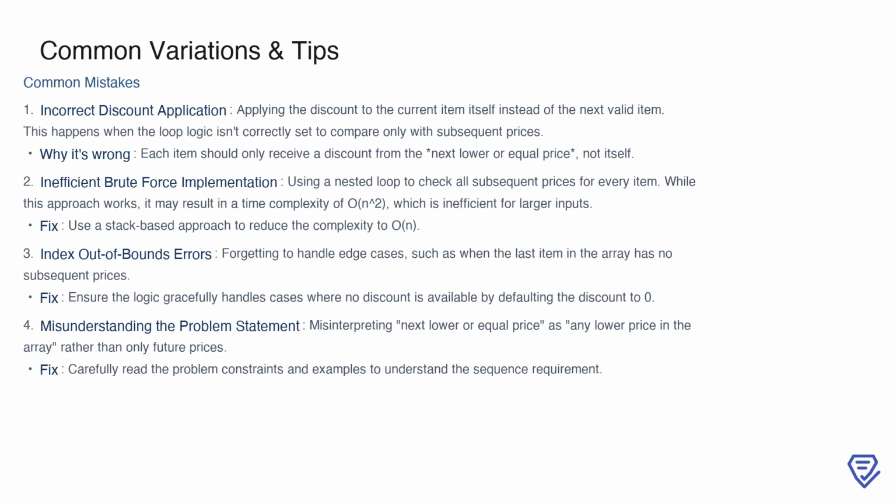Let's start by addressing some common mistakes that can occur while solving this problem. One frequent issue is applying the discount to the current item itself instead of the next valid item.